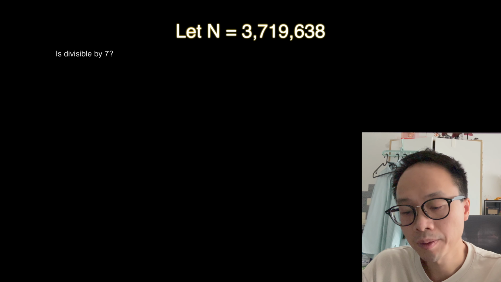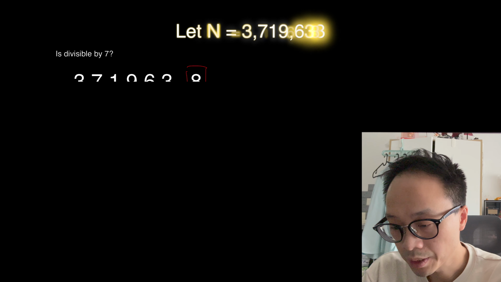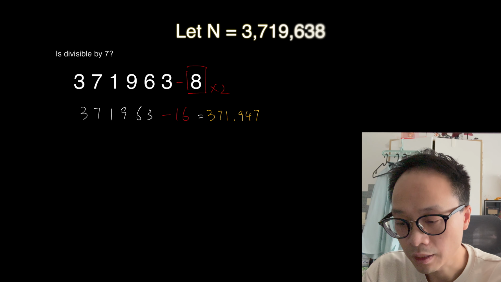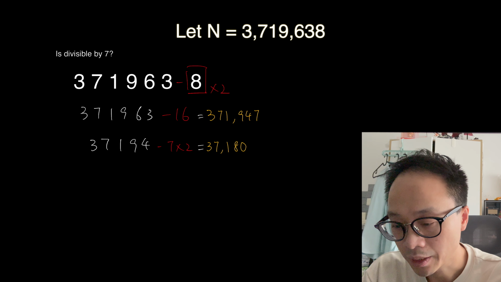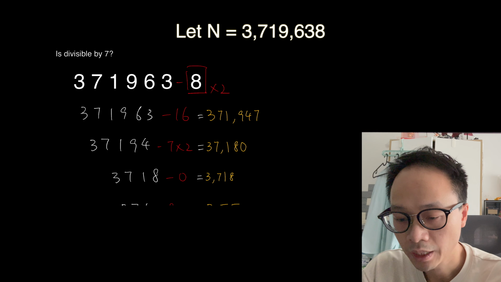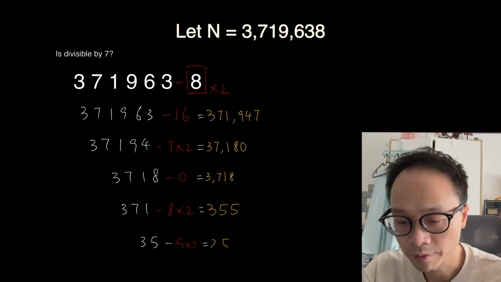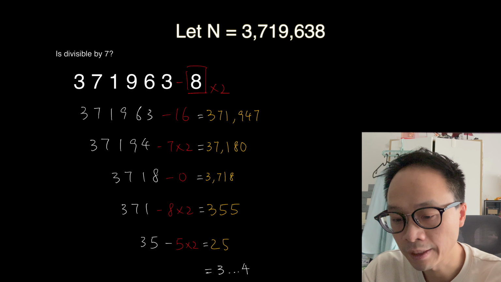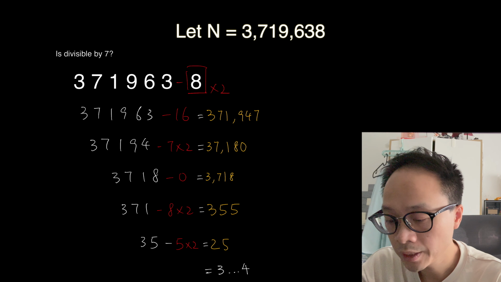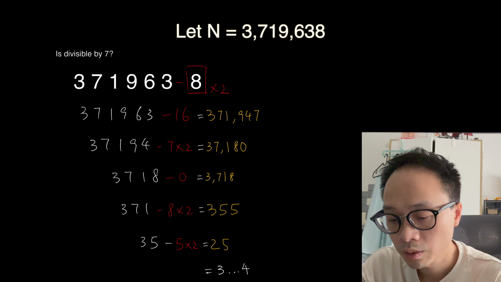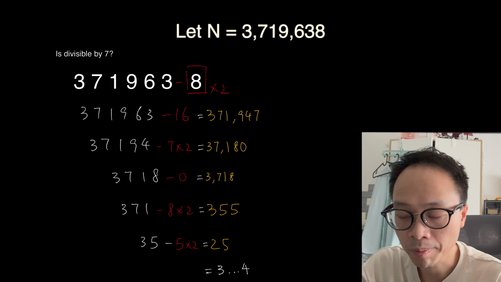Is it divisible by 7? We put the last digit times 2 and then use the rest of the digits minus it, and we repeat the step until the number is small enough for us to determine whether it is divisible by 7. Finally, the remainder is 4. Therefore, it's not divisible by 7.